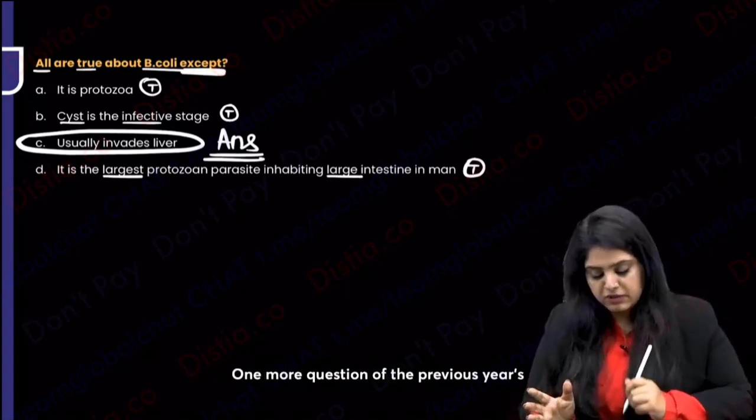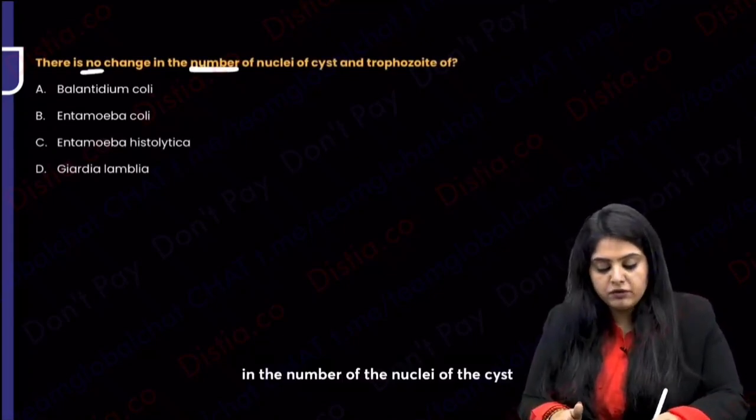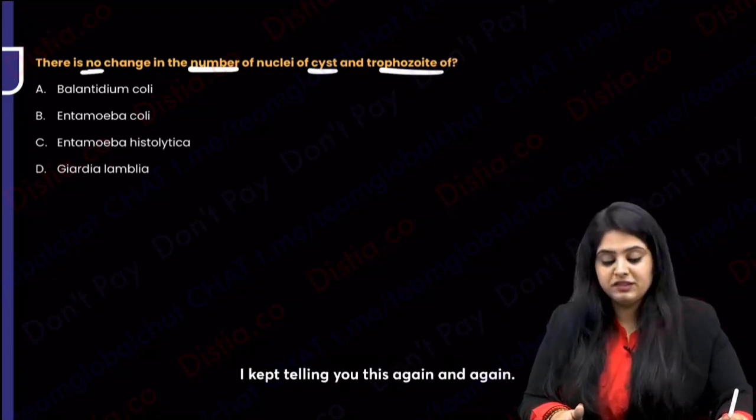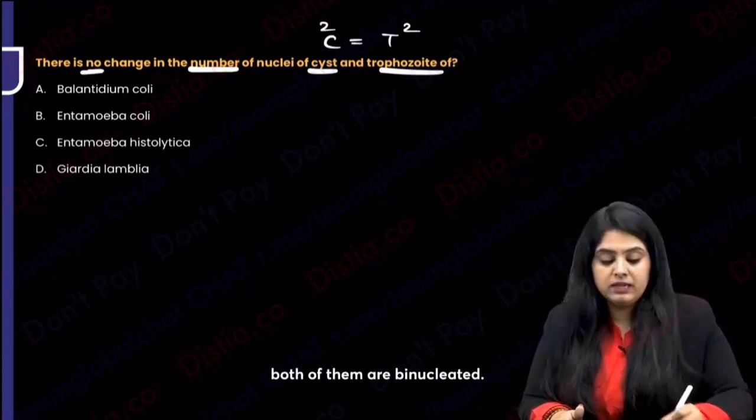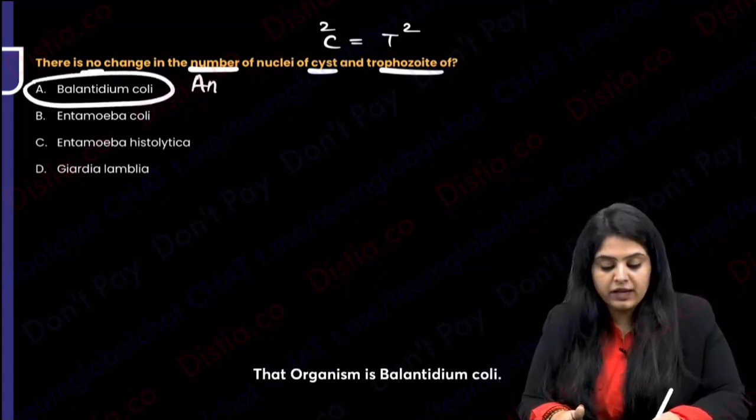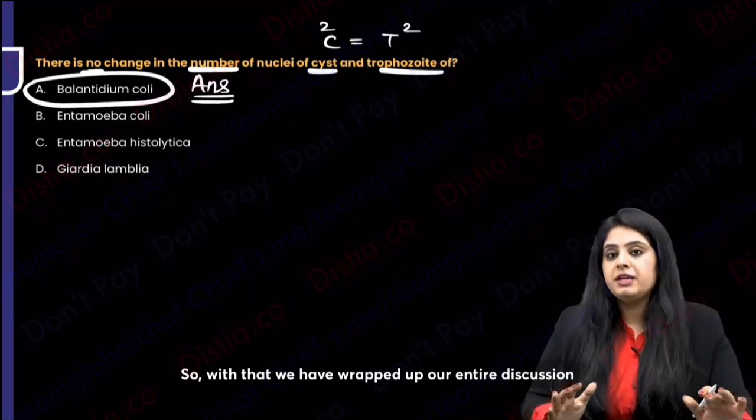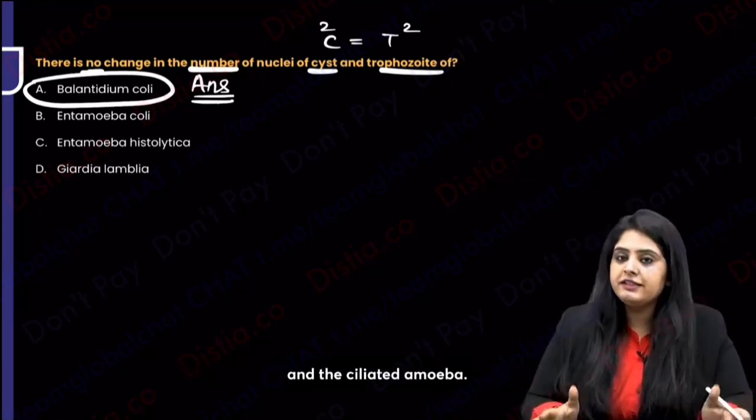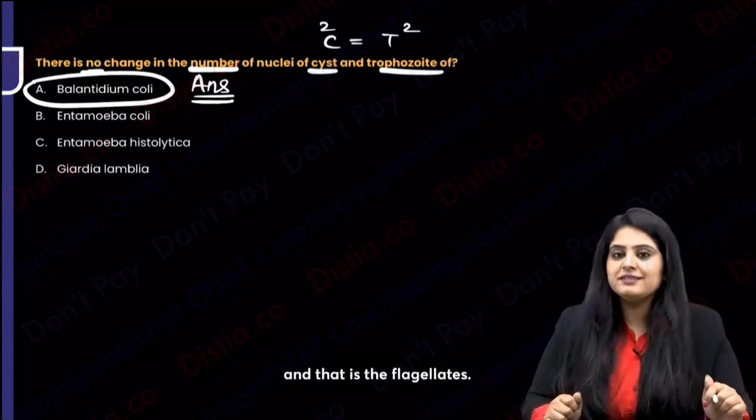One more question of the previous years coming up your way. There is no change in the number of the nuclei of the cyst and the trophozoite of which organism? I kept telling you this again and again. The cyst and the trophozoite, both of them are binucleated. What is that organism? That organism is Balantidium coli. So with that, we have wrapped up our entire discussion of the intestinal amoeba, the free-living amoeba, and the ciliated amoeba. Now we can move on to the next family, and that is the flagellates.